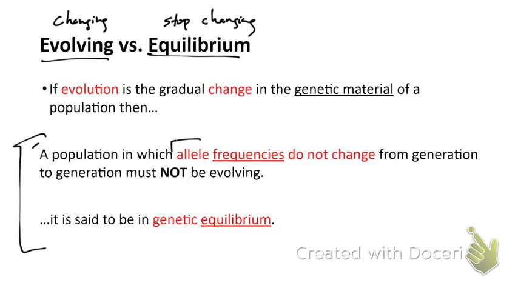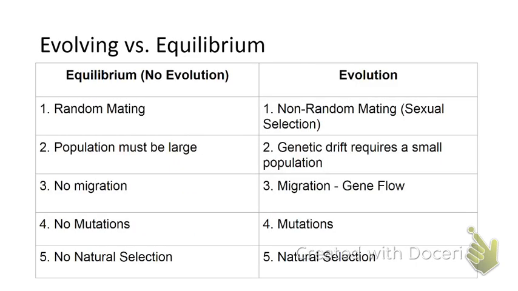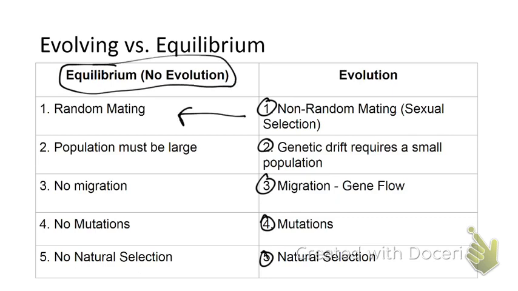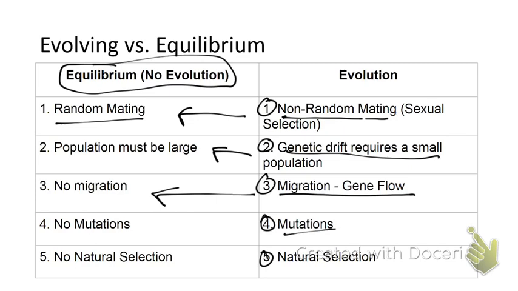If the allele frequencies do not change, that means they must not be evolving. What do we call that? We call that genetic equilibrium. Well, how does genetic equilibrium occur? It makes sense, because we know the five ways evolution occurs. If we don't want evolution to occur, we just do the opposite. If evolution requires non-random mating, you should have random mating. If evolution requires genetic drift that starts with a small population, you need a large population. If evolution needs migration, then no migration. Mutations, no mutations. Natural selection, no natural selection.